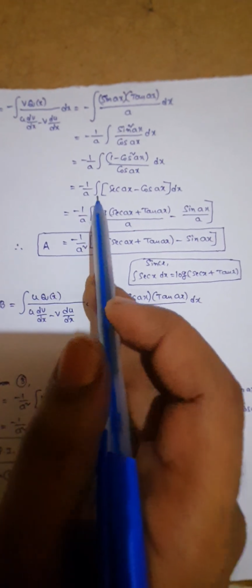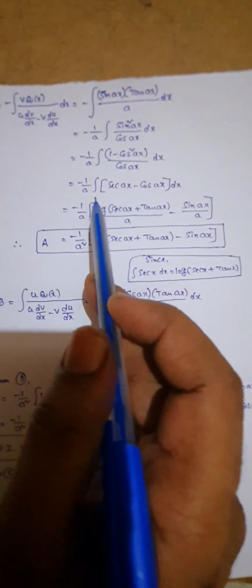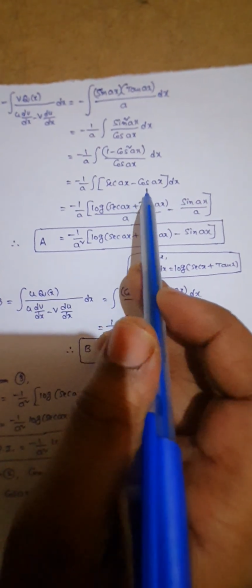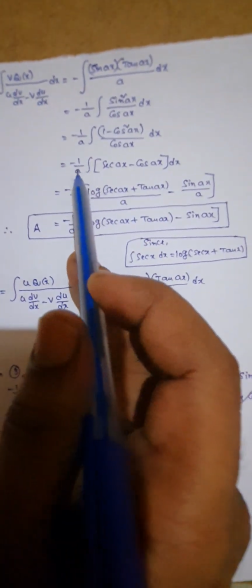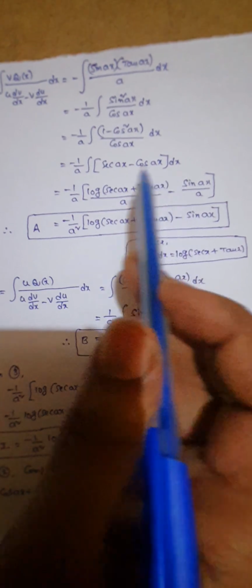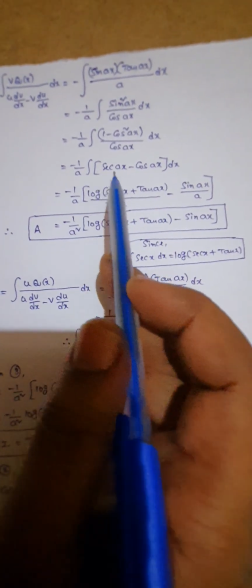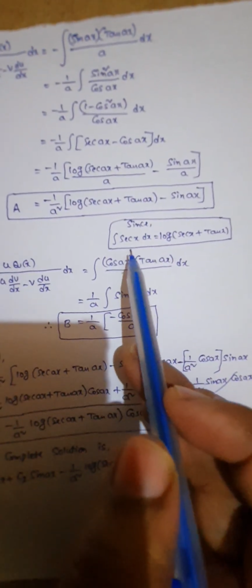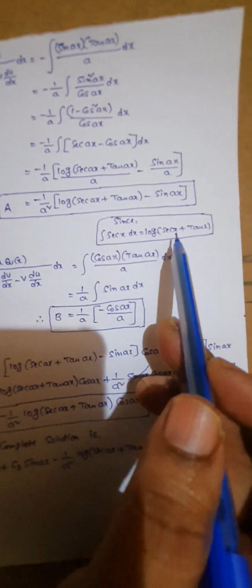And now that is equals to minus 1 by a into, divide this integration into two parts: integral secant ax dx minus integral cos ax dx. Minus 1 by a is multiplying both of these parts. And now minus 1 by a into, and we have, since integral secant x dx equals log secant x plus tan x.